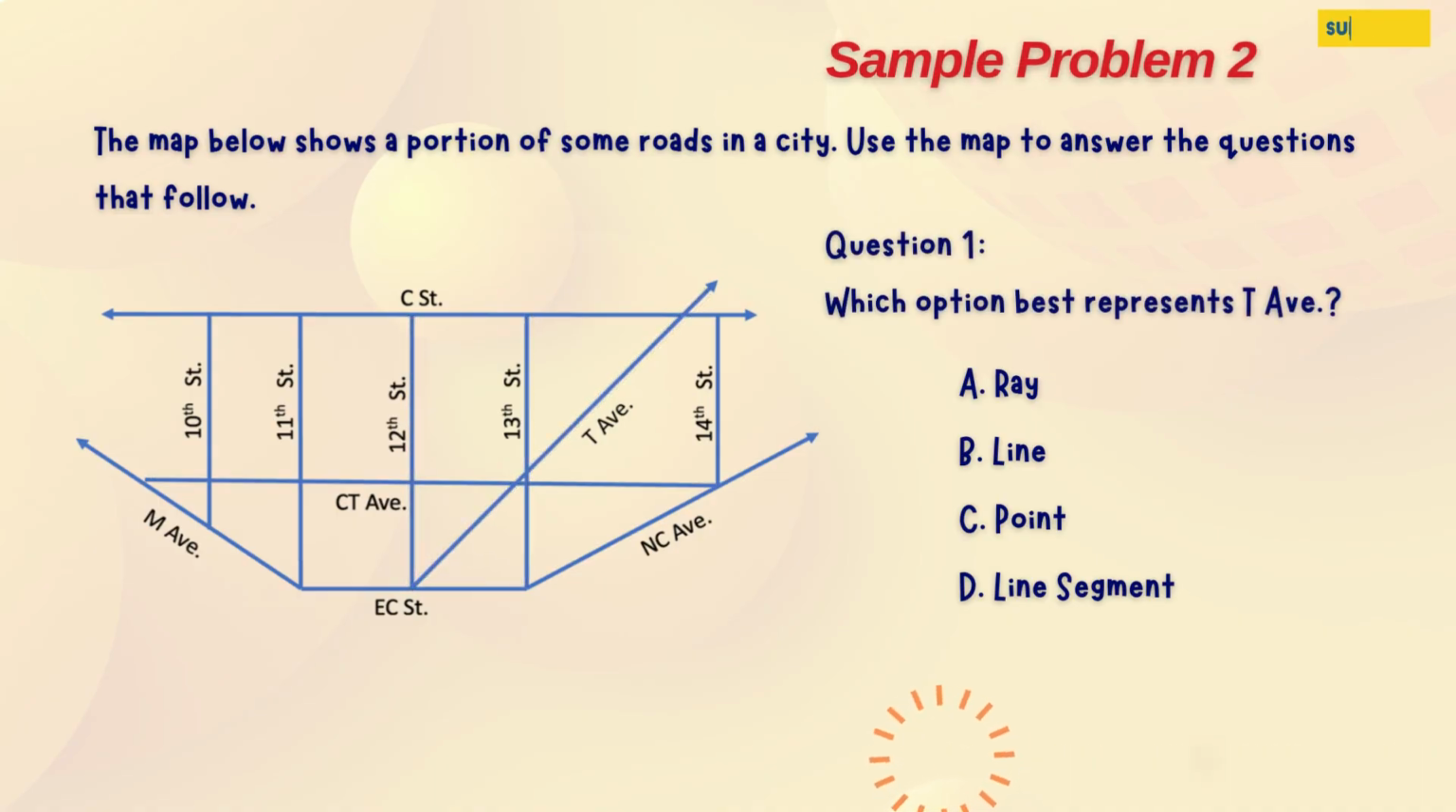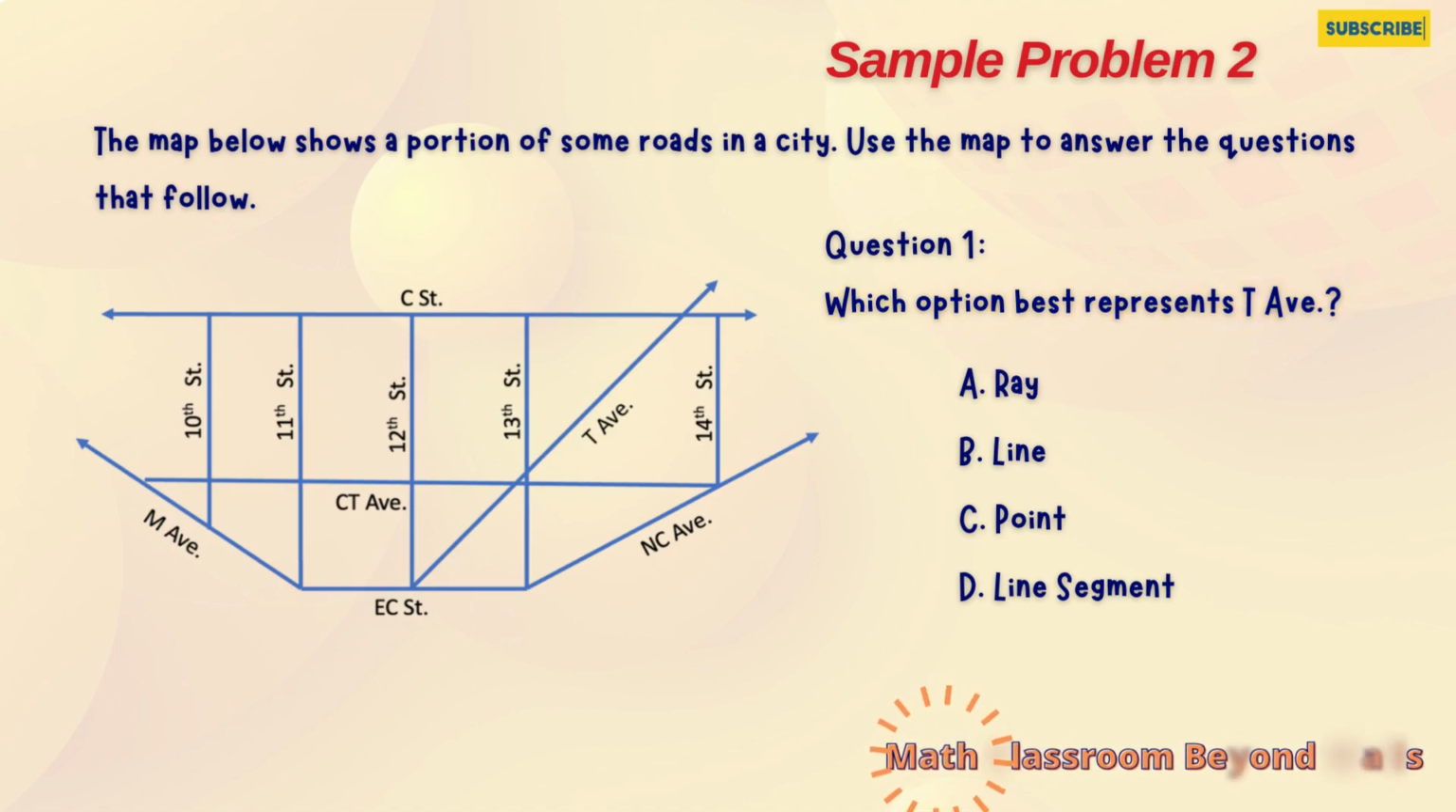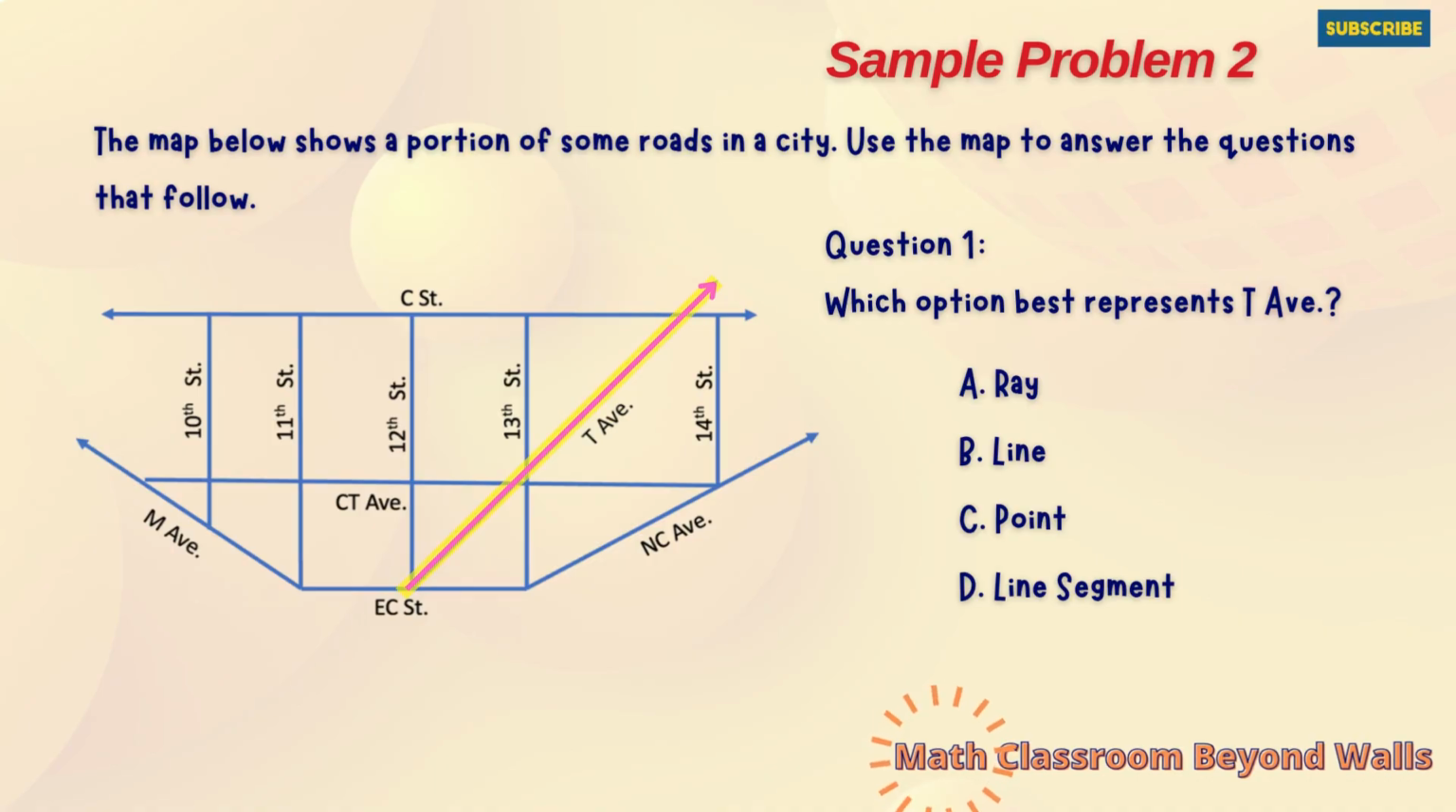Let us start with the first question. Here, we're asked which option best represents T Avenue. Let us go to our map and look for T Avenue. Okay, now, which of the options best represents T Avenue? Is it option A, option B, option C, or option D? Okay, so the answer is option A. A ray is the best representation for T Avenue.